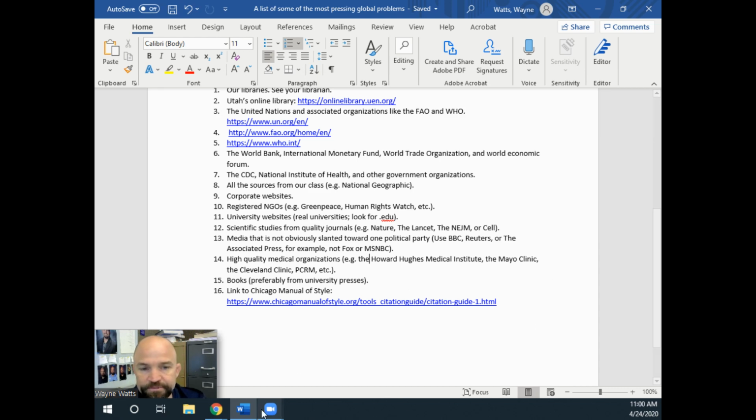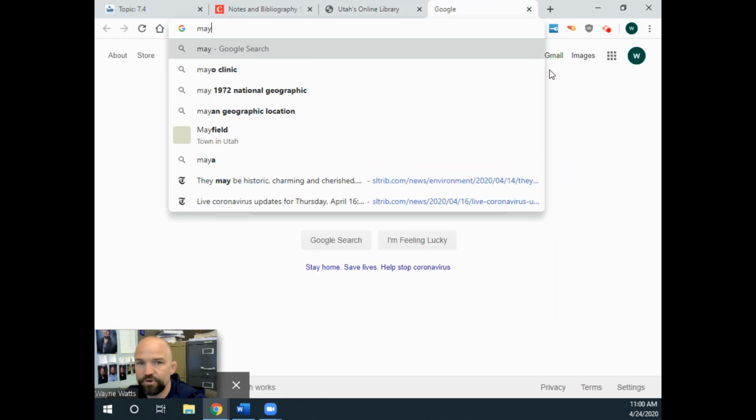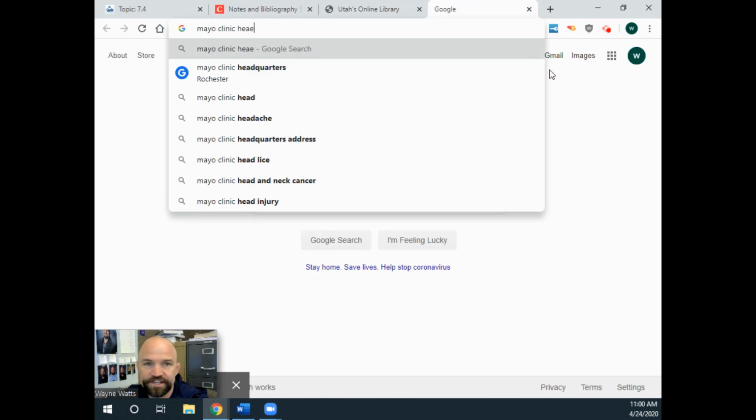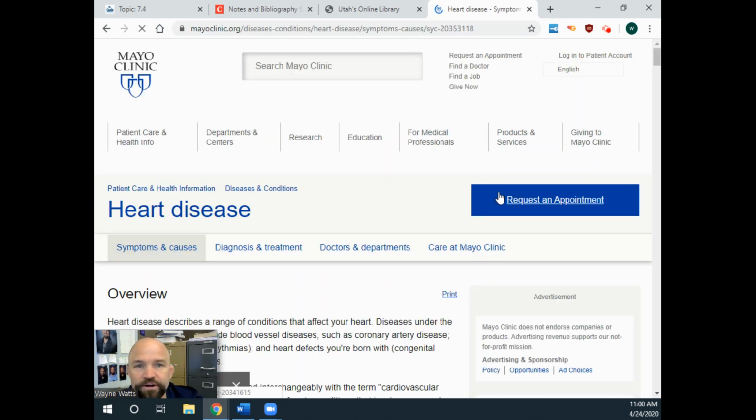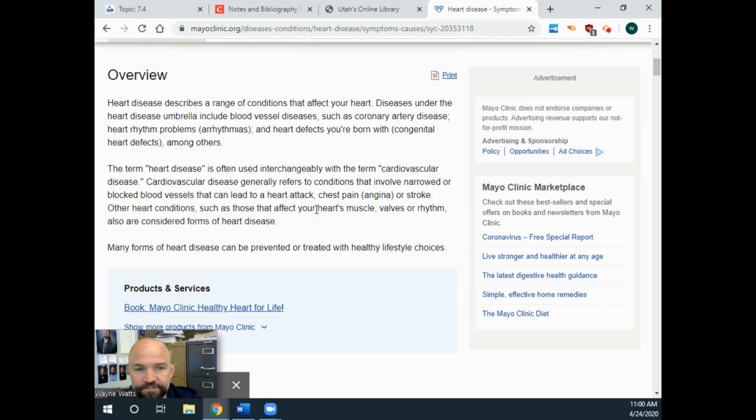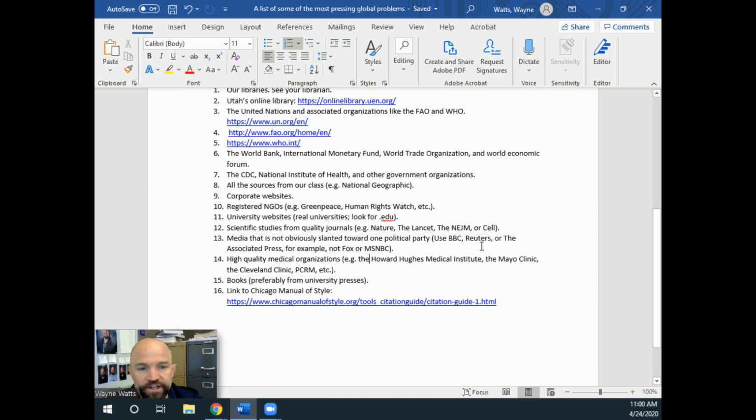High quality medical journals or organizations are to be considered reliable sources. So, for instance, the Mayo Clinic or the Cleveland Clinic, right? So let's say I was looking for Mayo Clinic, heart disease. We should know the Mayo Clinic is to be considered a reliable source. Information that you get from the Mayo Clinic or the Cleveland Clinic, those are to be considered reliable sources. If you have read books about the subject that you are passionate about, those are to be considered reliable sources, preferably books from university presses, but it doesn't necessarily have to be.